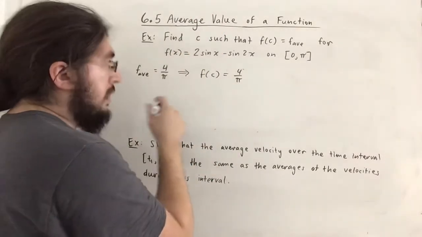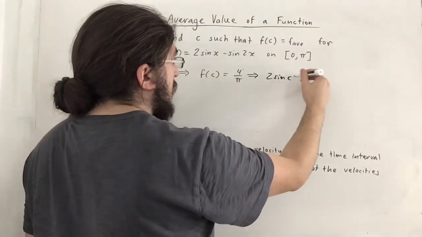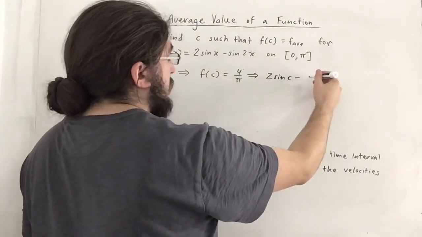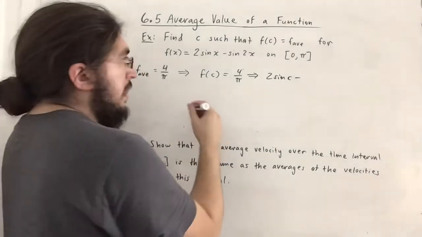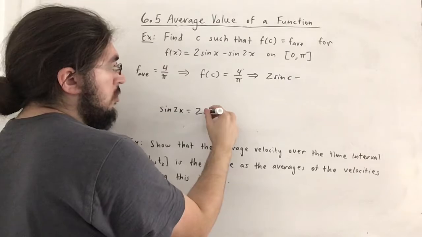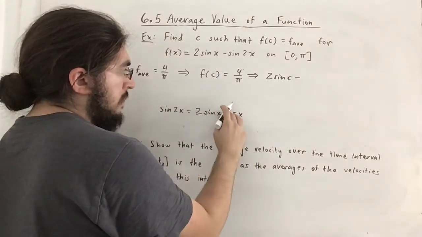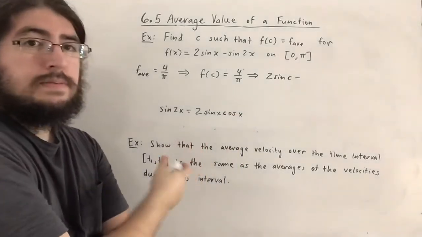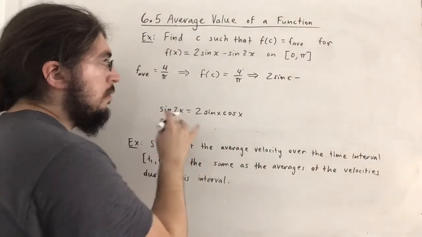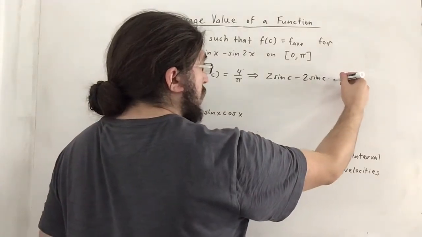So let's see, what is f of c? Well, f of c is 2 sine of c minus sine of 2c. Now, instead of writing sine of 2c, I'm going to use the fact that sine of 2x is equal to 2 sine of x times cosine of x, and that's just a double angle formula identity for sine of 2x. Good. So I'm going to replace that with 2 sine of c times cosine of c.